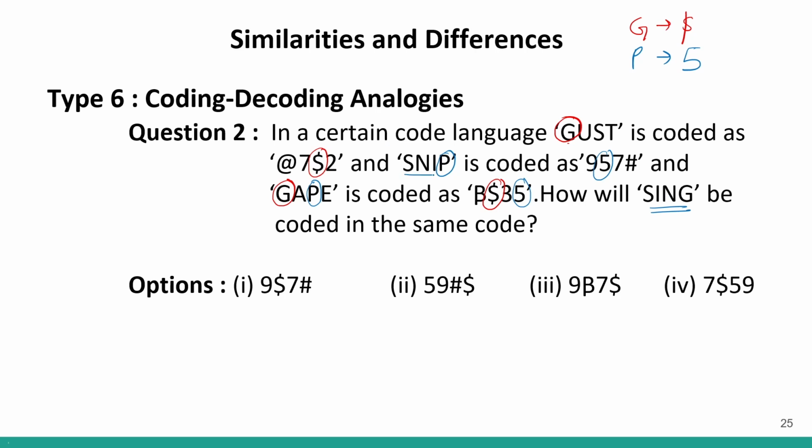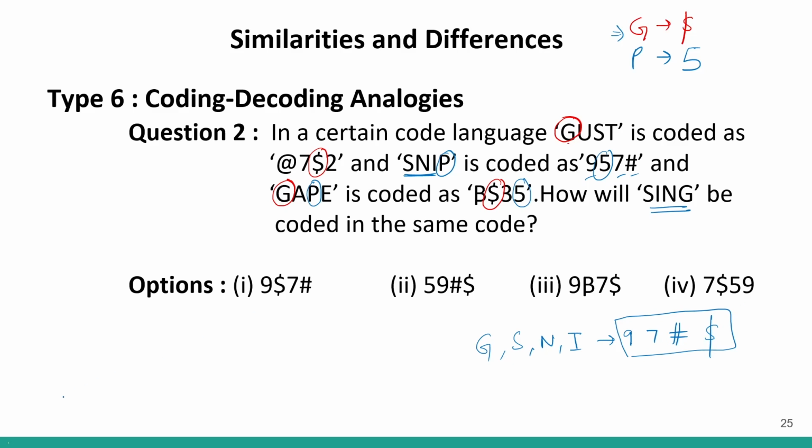For S, N and I, the code will be 97 hashtag. In which order we don't know, but we know for S and I, the code is either of these three symbols. Now, for G, we have already found out. So for G, which is also a word in sing, the code is the dollar sign. So my code will have 97, hashtag and dollar.